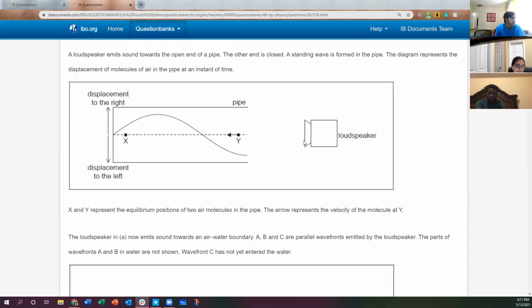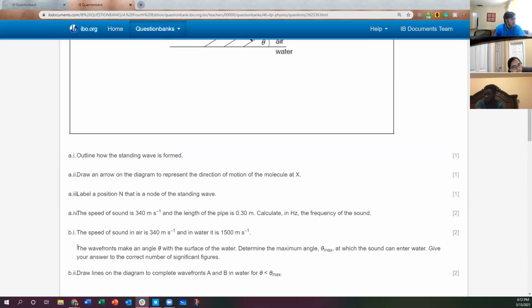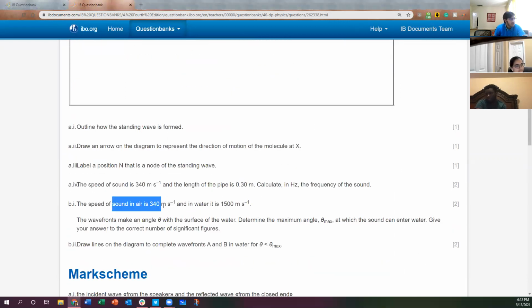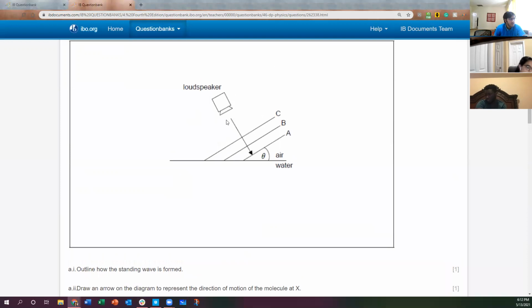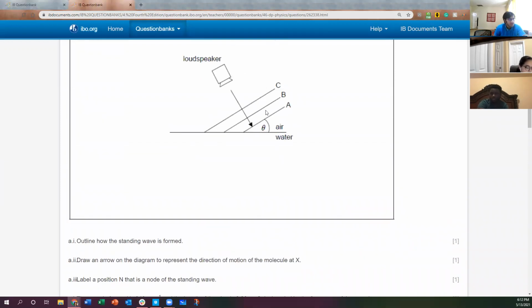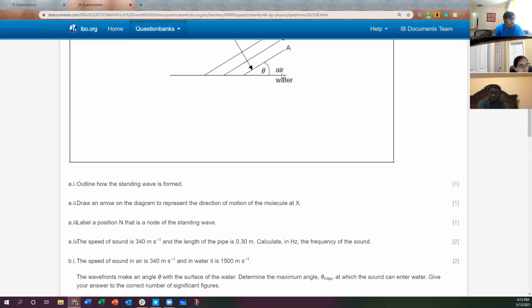Okay. Now we're going to deal with part B. So we have the speed of sound in air is 340, okay? And the speed in water is 1500. These wave fronts are making an angle theta with the surface of the water. Determine the maximum angle theta max at which the sound can enter the wave.